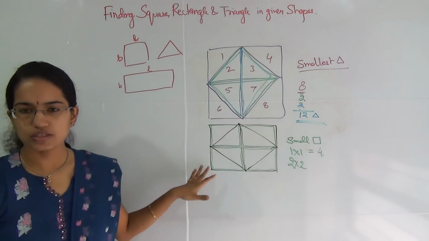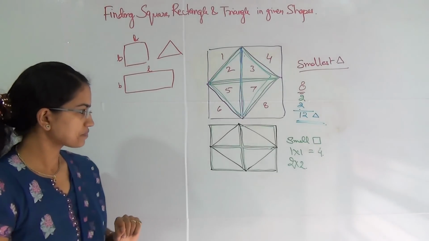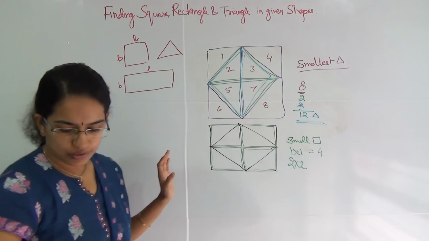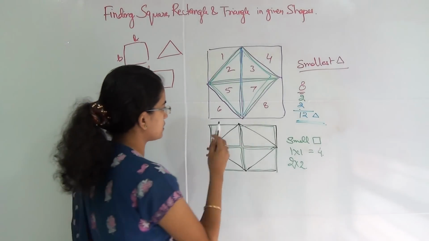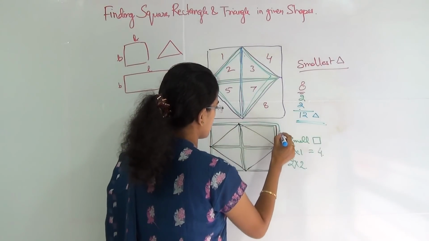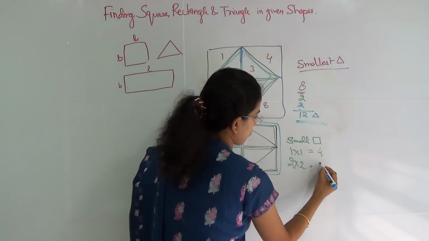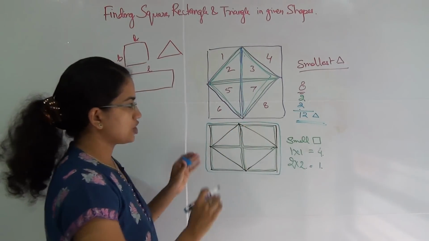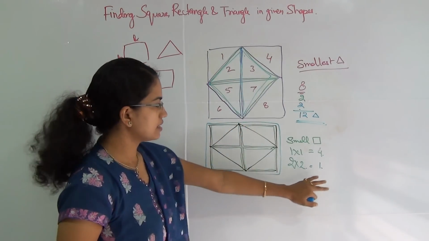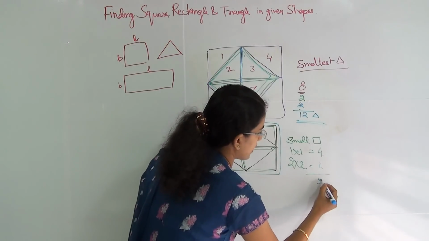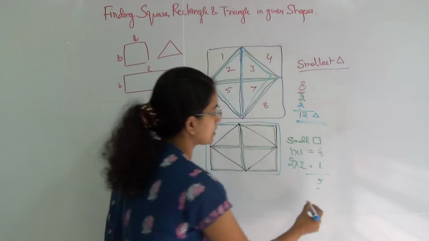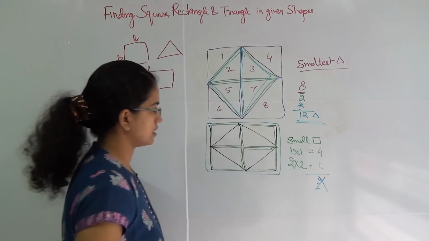Now how will I find the squares of the size 2 by 2 here? Looking into this problem, the very obvious square is this one. Okay. So I have 1. Now most of the students end up here and they say the total number of squares would be 5. Okay, but that is not the correct answer.